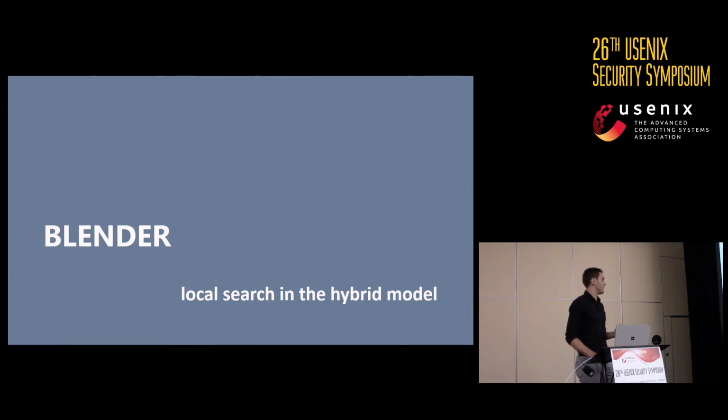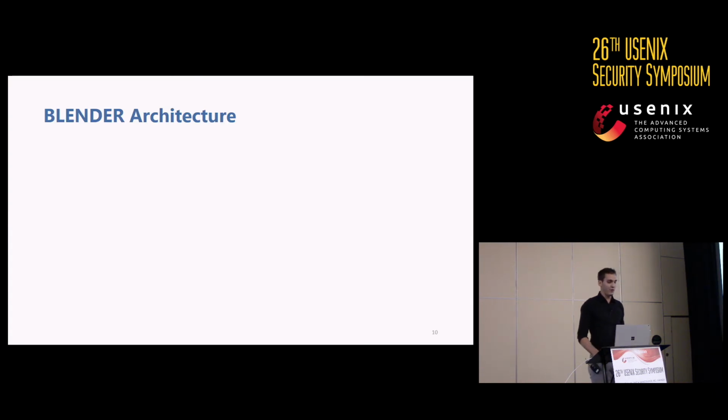And the output of Blender should be a head list of the most popular queries and URLs, along with probability estimates for each of these records. So very quickly, let's go over the architecture of Blender. It proceeds in 3 stages.